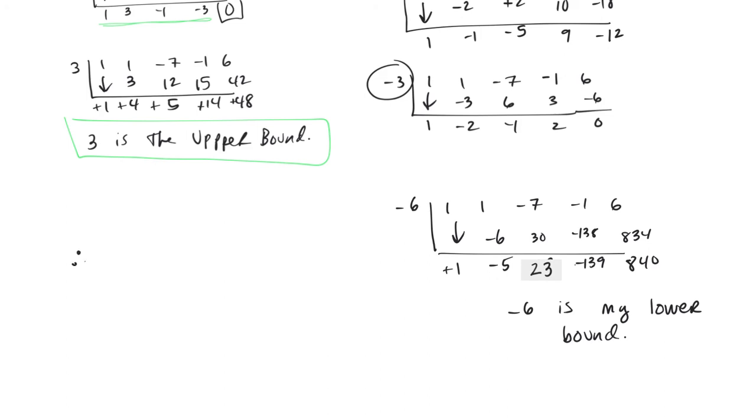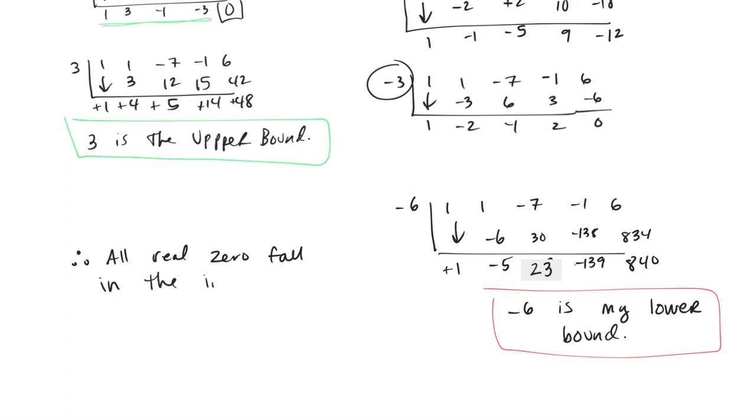So put those pieces of information together, our upper bound and our lower bound, and that lets us know that all real zeros fall in the interval between negative 6 and 3.